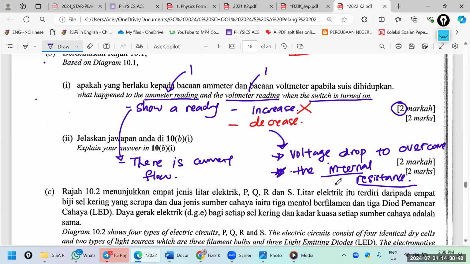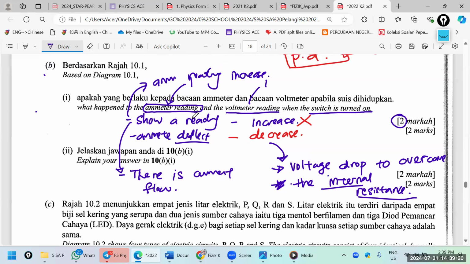Because they are asking for reading, they are not asking for deflection. If you say ammeter deflects, I'm not sure, I think cannot. But if you say ammeter reading increases, yes, can. So be careful what they ask, all right? Yeah, thank you. Very good.